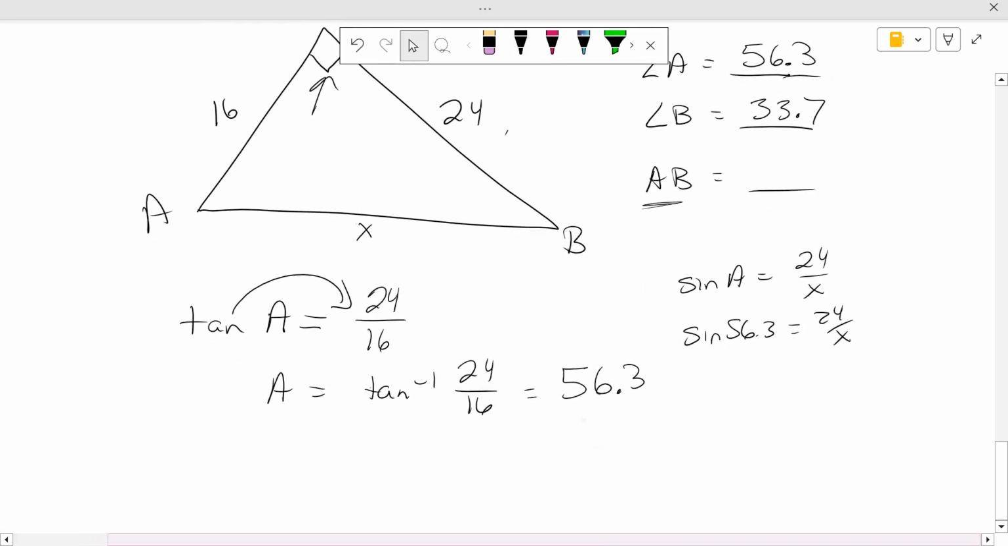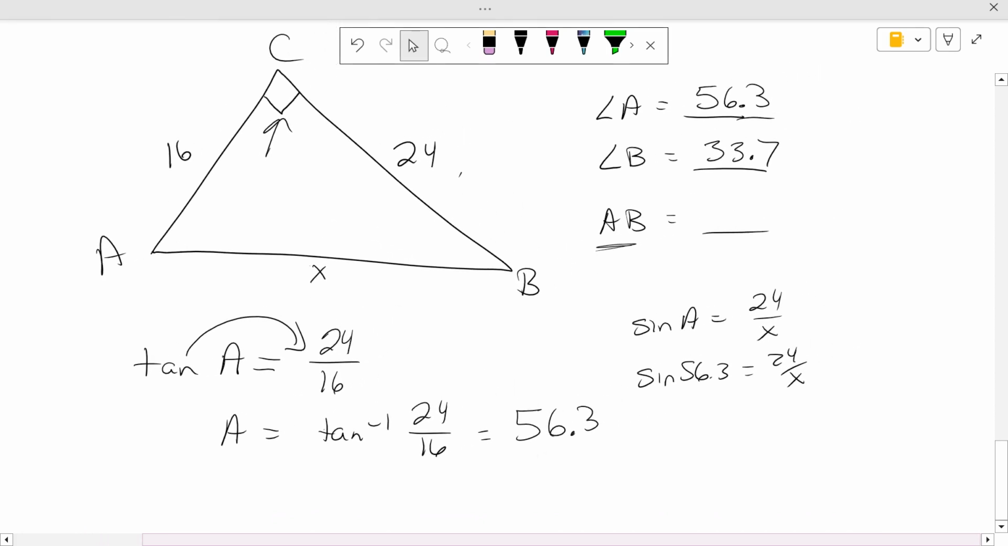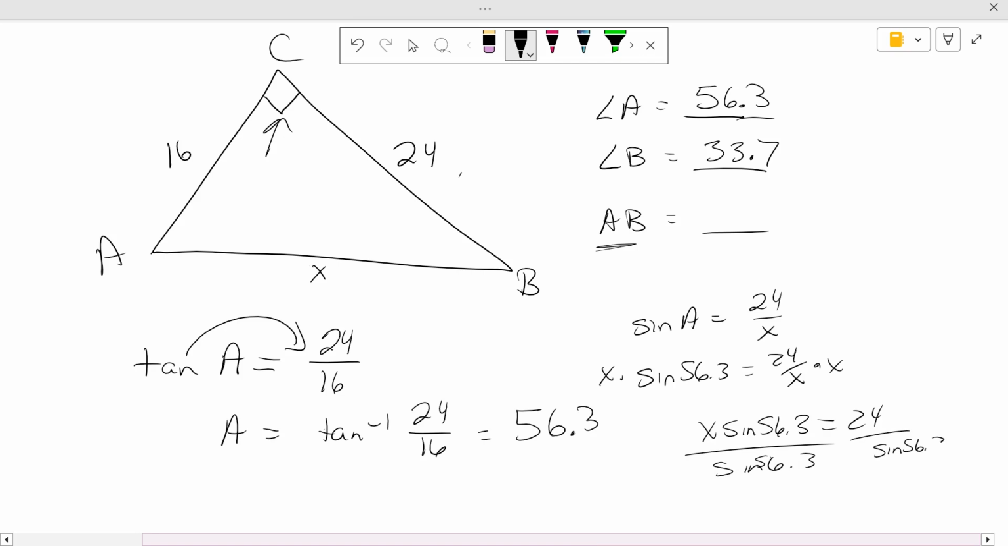How do I get X alone? Multiply by X. X sine of 56.3 equals 24. Then divide by sine of 56.3. What does X equal? 28 point what? 28.8.